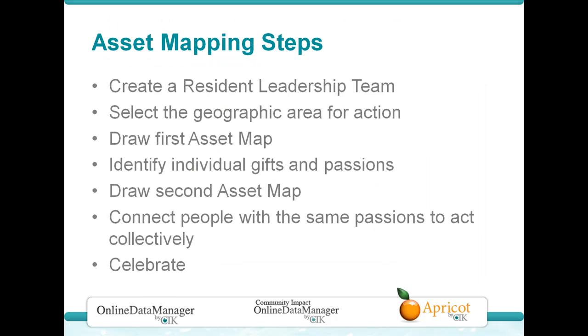So again, asset mapping, how do we begin to do this? Create a resident leadership team, select a geographic area for action, draw the first asset map, identify the individual's gifts and passions, draw the second asset map, connect people with the same passion to act collectively. And in between all of this, take time to celebrate. Celebrate each step of the process, because we start with small steps which grow to larger steps as we're moving forward.